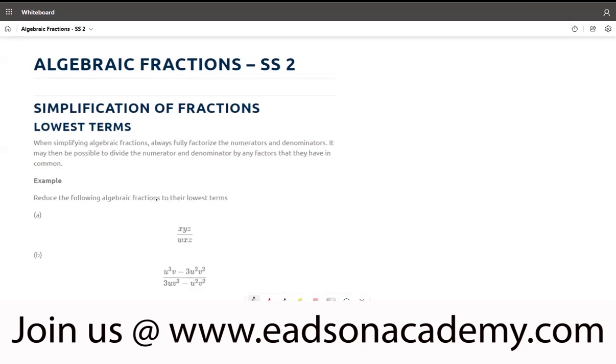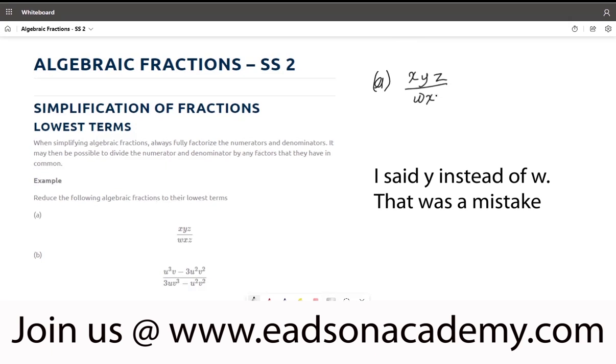So we have the first example here. It says reduce the following algebraic fractions to their lowest terms. The first one says xyz over yxz. To reduce this to its lowest term, we look for a variable that divides both the numerator and the denominator, in other words, a variable that is common to both.